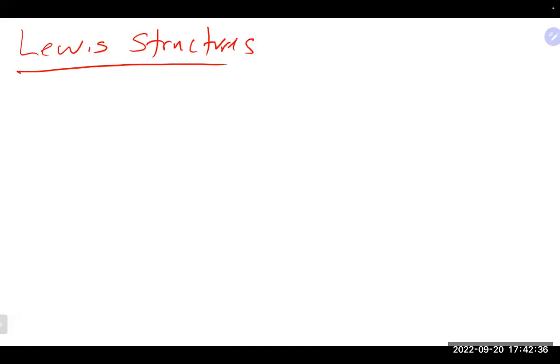Okay, we're going to continue on here, chapter 3, talking about bonding. We talked about bonding last time, and we talked about drawing Lewis structures for covalent compounds. Remember that when you draw Lewis structures for covalent compounds, it's a really good idea to follow certain steps that we talked about.